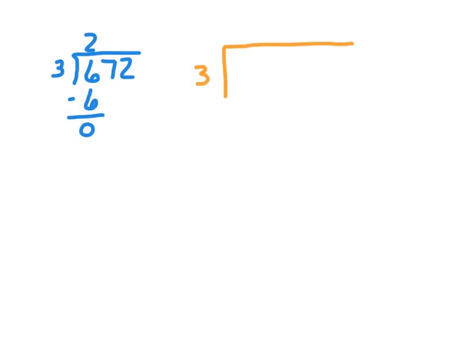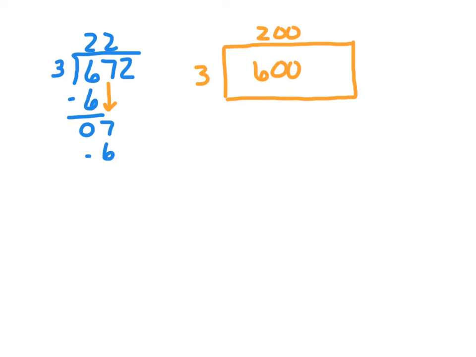For the first part of my area model, I'm going to think about those 600s. And I know that 3 goes into 600 200 times. So I have the first segment of my area model complete. And now I'm going to bring down the 7 tens. And 3 will go into 7 2 times. I can take 7 and distribute 2 times 3, or 6 of those tens into my 3 groups. I subtract out those 6 tens. I have 1 ten left over.